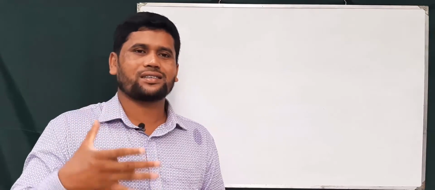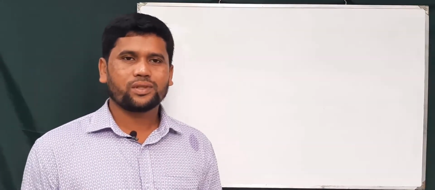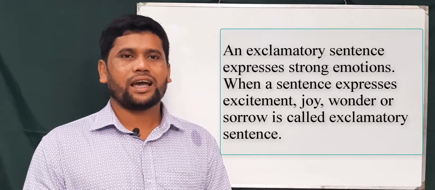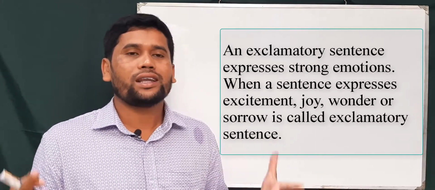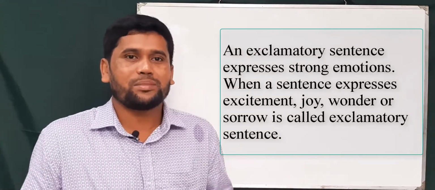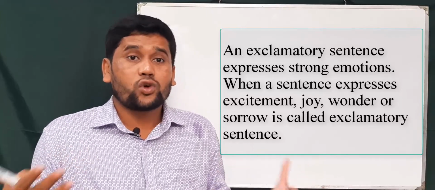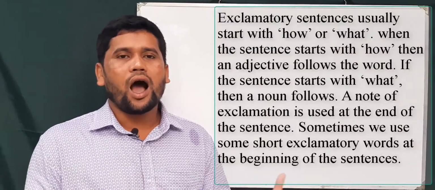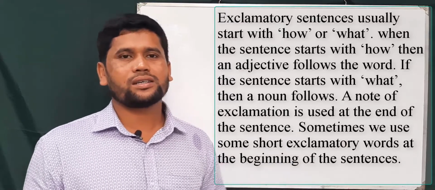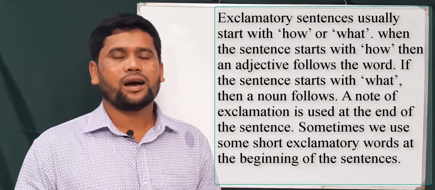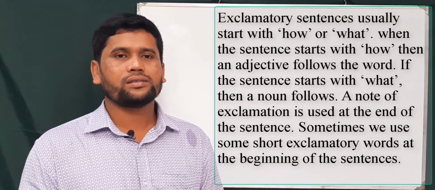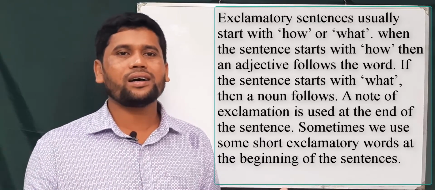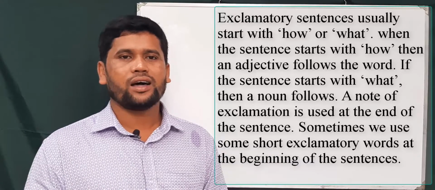I have already discussed what an assertive sentence is. Do you know what an exclamatory sentence is? An exclamatory sentence expresses strong emotion. When a sentence expresses excitement, joy, wonder or sorrow, it is called an exclamatory sentence. An exclamatory sentence may start with how or what. When it starts with how, then after how we find an adjective. When it starts with what, then a noun follows it. After what we find a noun, and at the end we will find a note of exclamation mark.